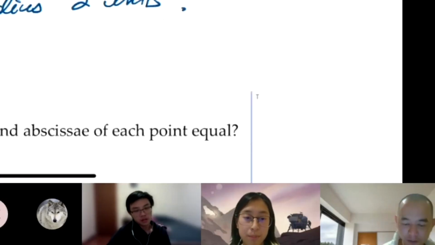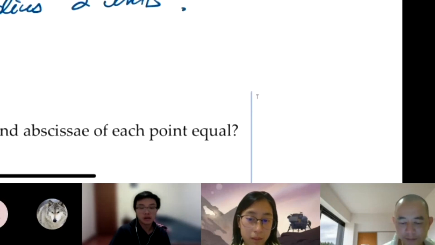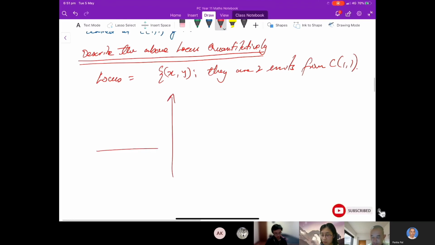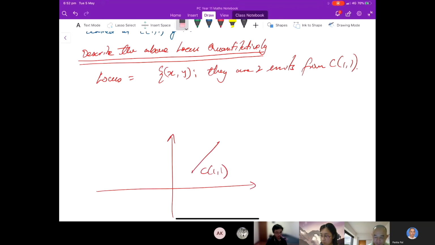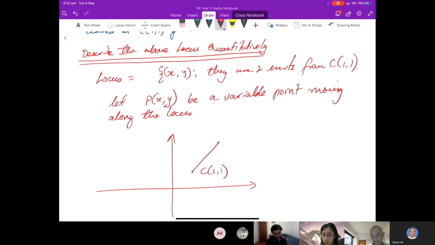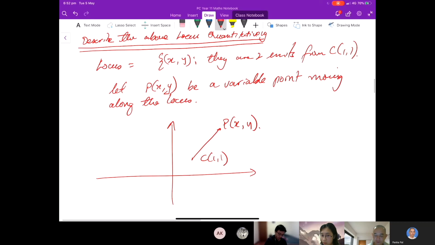So let's now quickly look at how we can describe this quantitatively. Again, I can approach it differently. I put C here, (1, 1) here. Sorry, I skipped a step. I'm going to let the point P (x, y) be a variable point moving along the locus. Let's not assume that we know that it's a circle for now. Let P be any point that can move along the locus. So here's P, I'm just placing it anywhere.